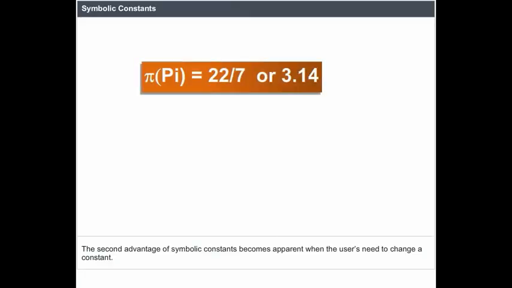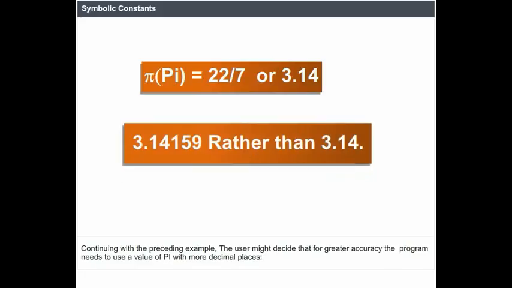The second advantage of symbolic constants becomes apparent when the user needs to change a constant. Continuing with the preceding example, the user might decide that for greater accuracy, the program needs to use a value of pi with more decimal places. If the user had used literal constants for pi, he would have to go through the source code and change each occurrence of the value from 3.14 to 3.14159. With a symbolic constant, he needs to make a change only in the place where the constant is defined. The rest of the code would not need to be changed.